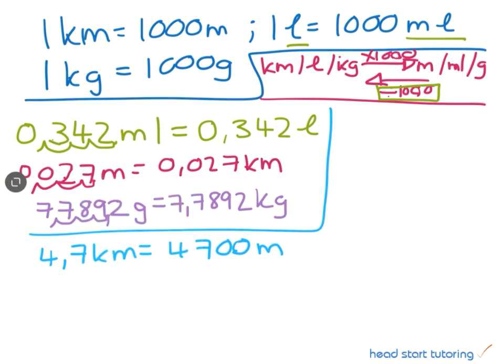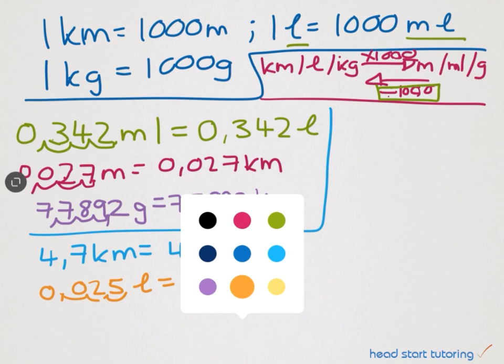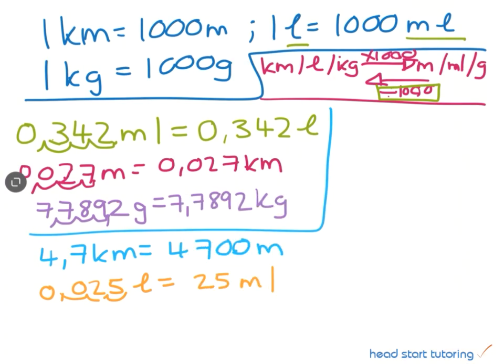If I would like to convert 0,025 liters into milliliters, I again would need to multiply by 1000 and I get an answer of 25 milliliters. If I would like to convert 1,203 kgs into grams, I again would multiply by 1000 to get an answer of 1,203 grams.